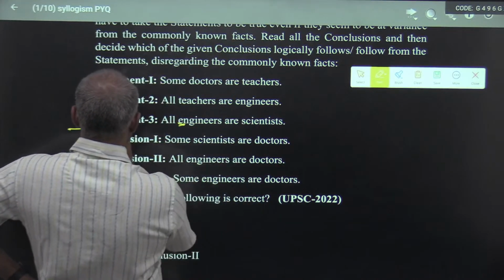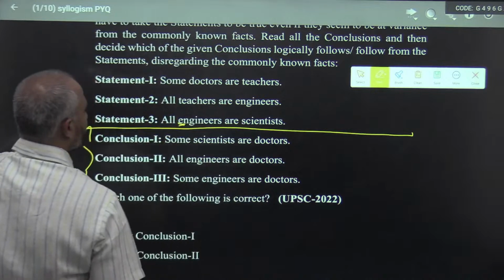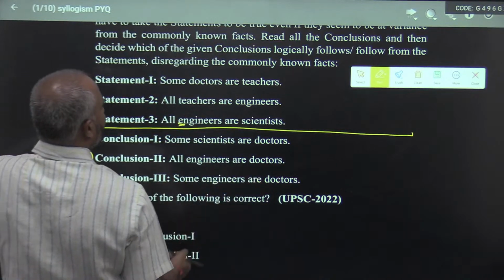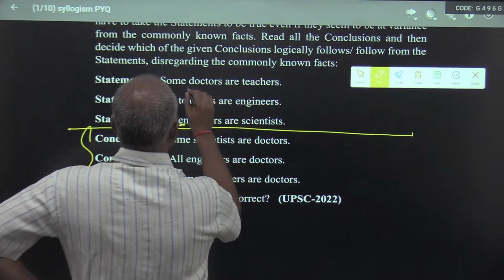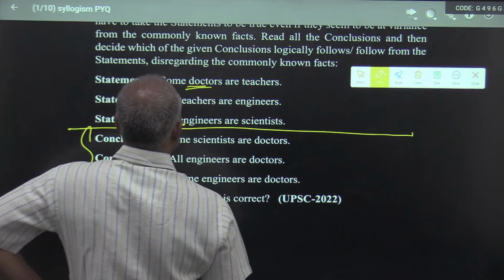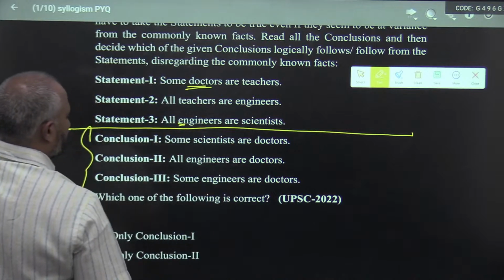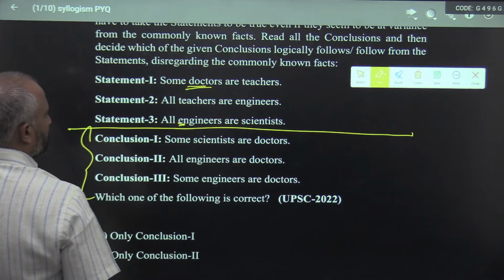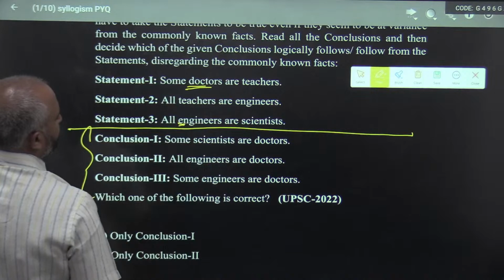So these are conclusions. Engineers and doctors. Engineers are here, doctors are here.